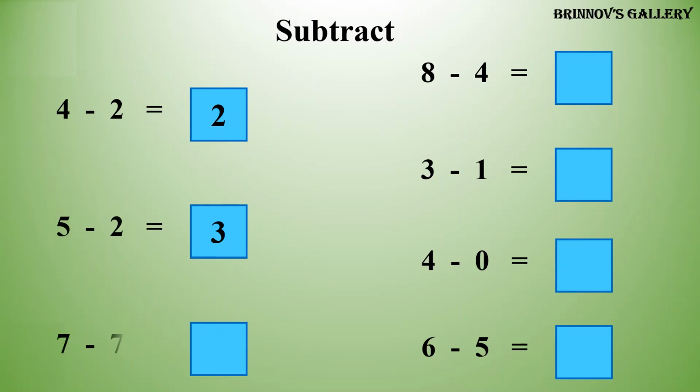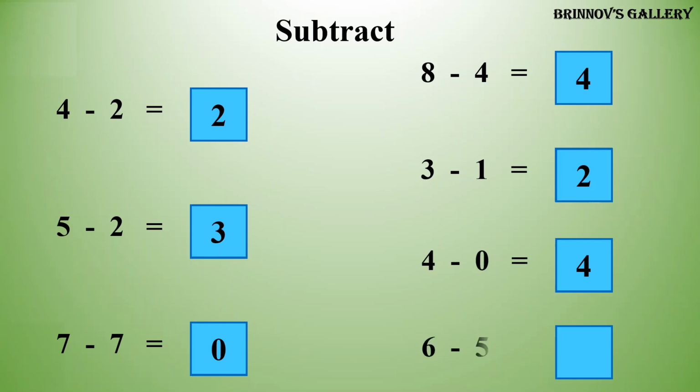7 minus 7 is equal to 0. 8 minus 4 is equal to 4. 3 minus 1 is equal to 2. 4 minus 0 is equal to 4.